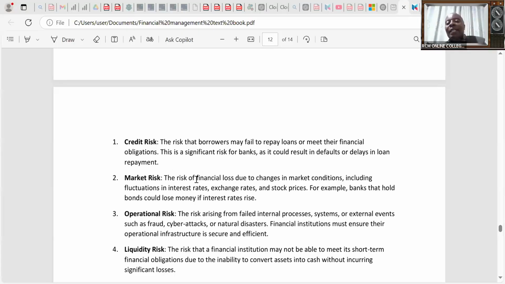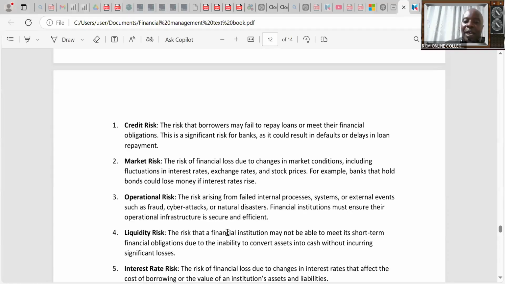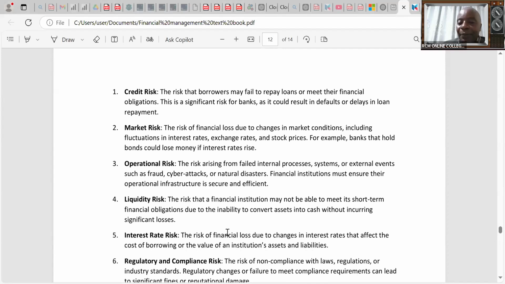All right. Operational risk. Very, very important for you to know that. So here we are basically looking at those dangers that can knock down a bank. So operational risk, the risk arising from failed internal processes, systems, or external events, such as fraud, cyber attacks, or even natural disasters. Financial institutions must ensure their operational infrastructure is secure and efficient. Then we have number 4, liquidity risk. The risk that a financial institution may not be able to meet its short-term financial obligations due to inability to convert assets into cash without incurring significant losses.